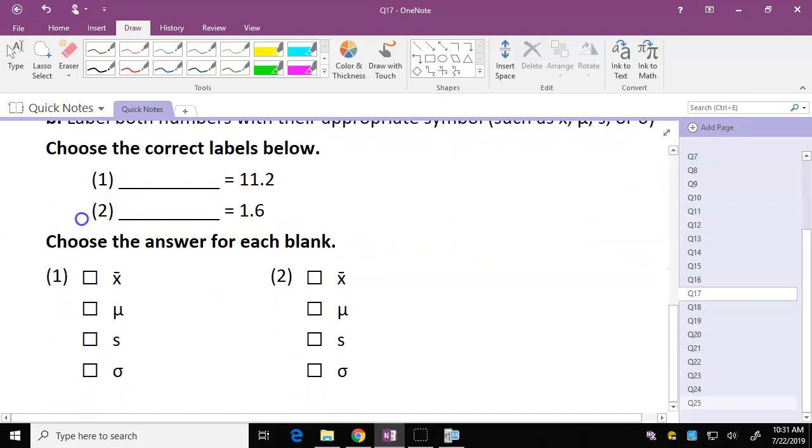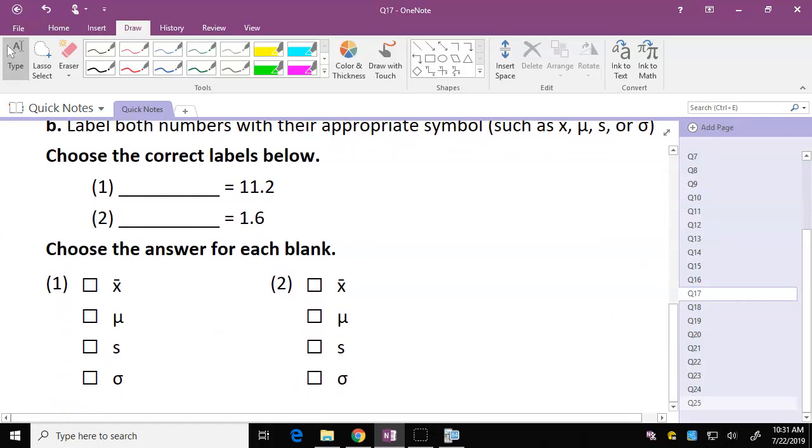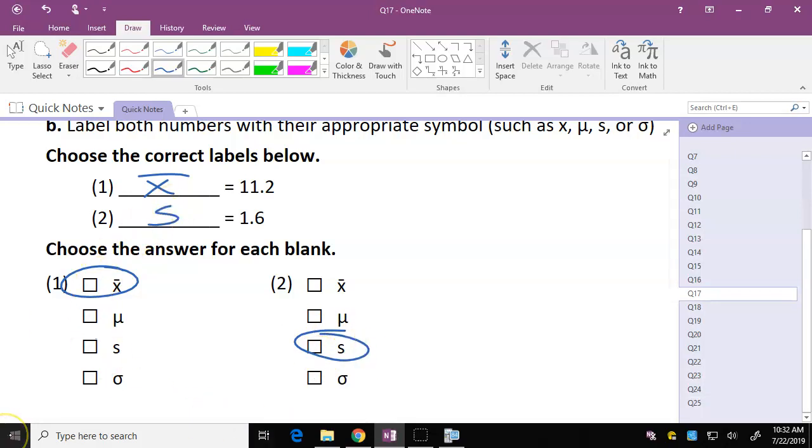And then it wants to know which symbols would you use. So the 11.2 was the mean of the sample. English letters. Yes, the X with the bar above it, right? X bar. There you go. And then what's the 1.6, which was the standard deviation? That's the S. Use those English letters, absolutely. English letters. No Greek.